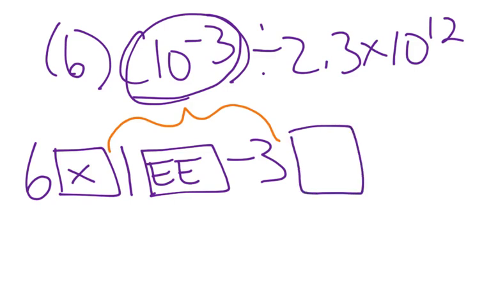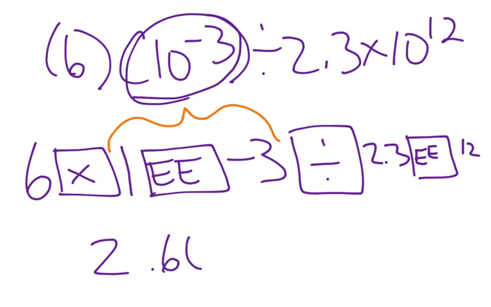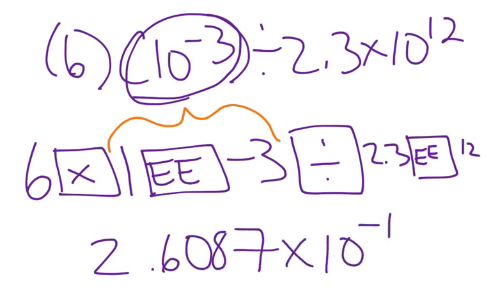And then we're going to hit the divided by button, and then 2.3, and then EE 12. And then you're going to hit enter. The answer that you should get out from this is 2.6087 times 10 to the -15th.